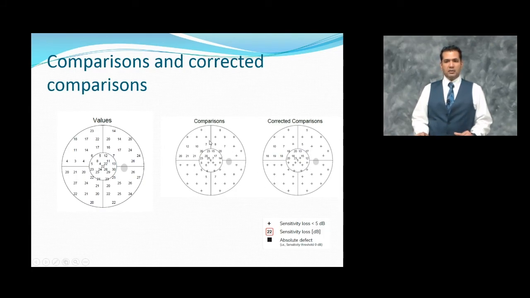When you see a plus sign, that means the sensitivity loss for that patient is less than 5 decibels, which is acceptable within the ranges of fluctuation. Whereas if a number is represented, that essentially means there is a significant loss recorded compared to the age-matched control. If there is an absolute defect, you will see a black square. From the comparisons plot, once the level of generalized diffuse defect, which may be due to pupil or cataract, is removed, you get the corrected comparisons plot. Is there a particular pattern of defect that is generated? That's what is represented in the corrected comparisons.